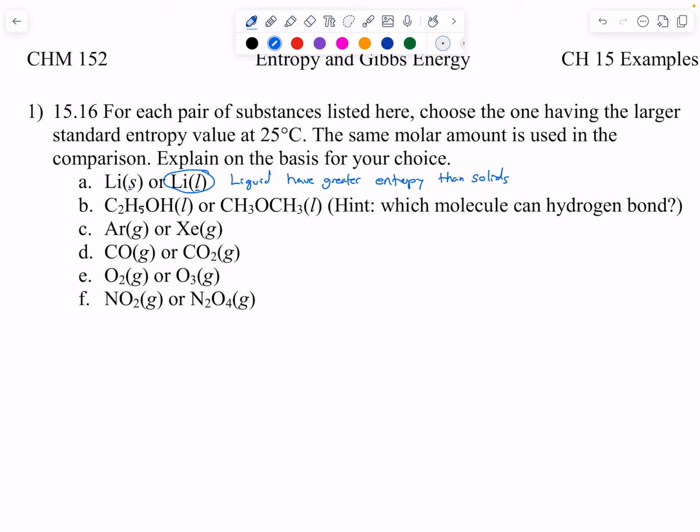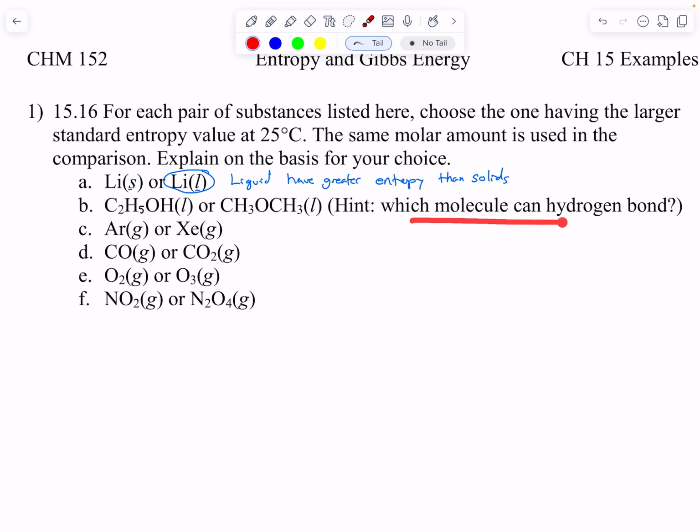All right, next one. And I had a typo right here. For ethanol, it's C2H5OH. I don't know if I might have fixed it for you guys. I might not have. If it says C2H4, I apologize. So you've got liquid ethanol and liquid dimethyl ether.